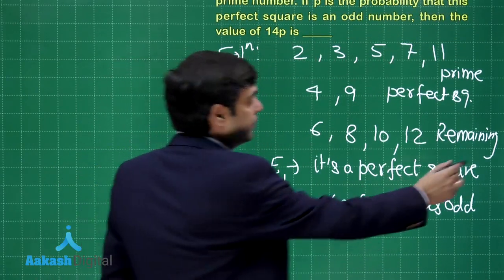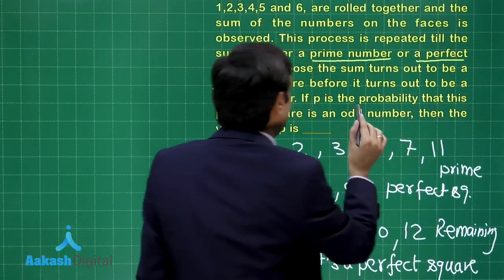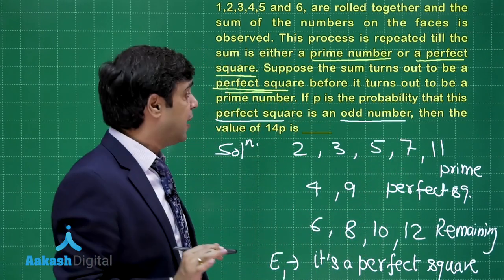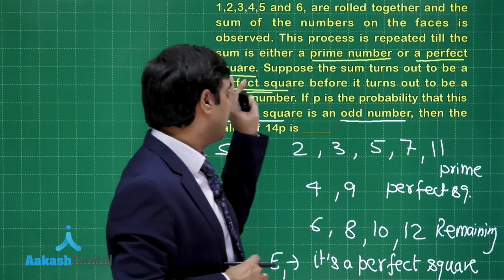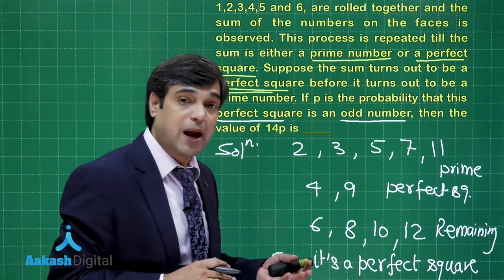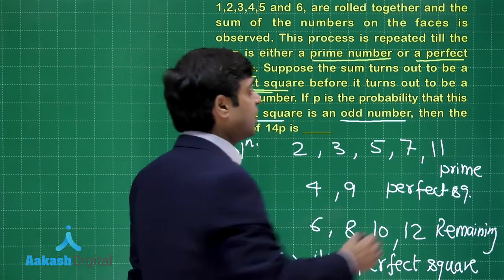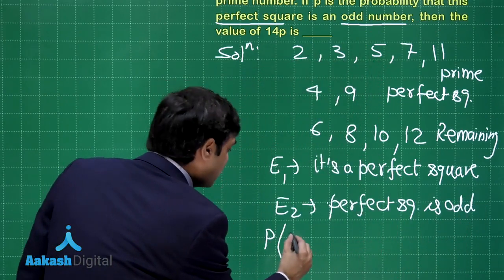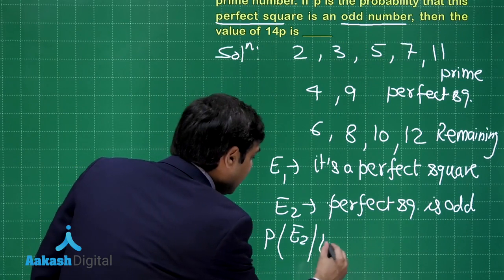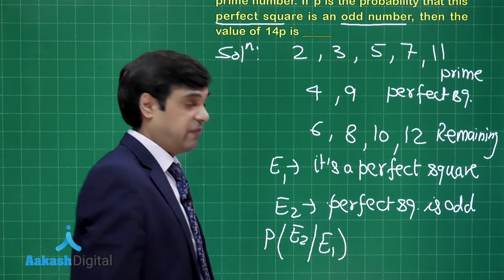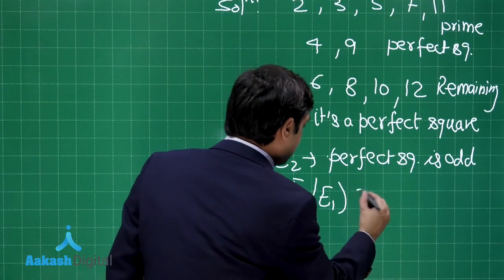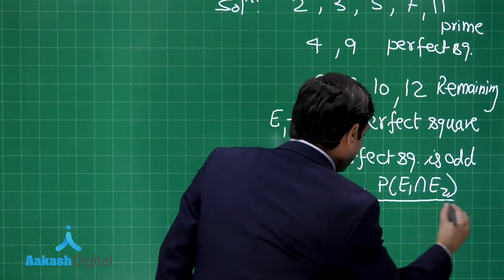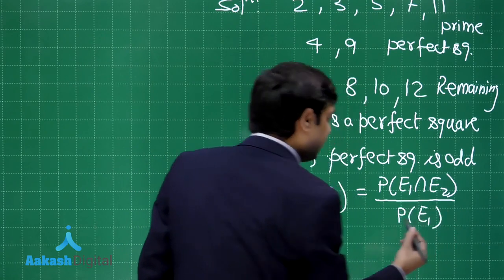What is required? So, probability that perfect square is an odd number. Correct? It is given that the sum turns out to be a perfect square before it is coming as the prime number. I'm saying this perfect square is the odd number. Alright, so the requirement: probability this perfect square is an odd number given that it has turned out to be a perfect square is equal to probability E1 intersection E2 divided by probability of E1.